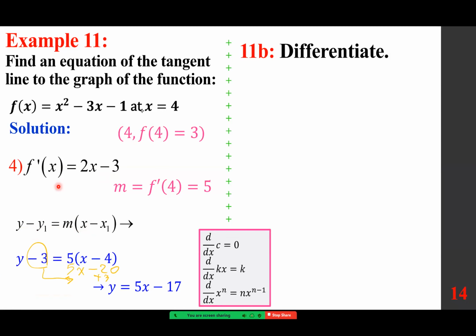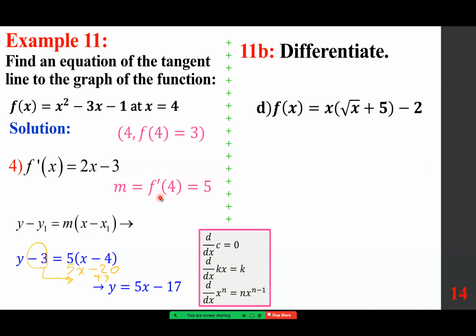Again, this is important to know. This pair belongs to the original function and belongs to the tangent line. It's the point of tangency. And therefore, if this is correct, which it is, if you plug in 4, you get 3. This means this process was right.